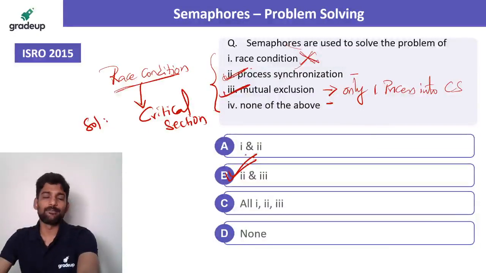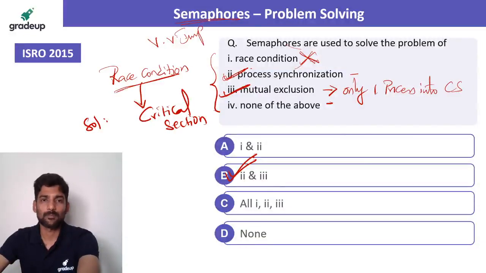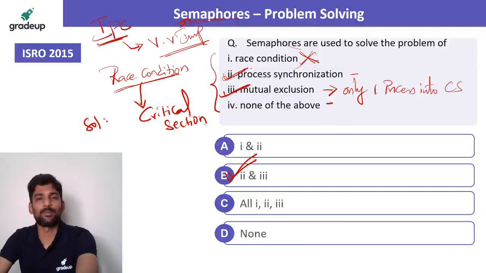So these are the different problems that we have got from semaphores, guys. Okay, so keep practicing these semaphores. These are very important. Semaphores is a very important concept. And IPC, inter-process communication, means that critical section problem is also very important. So keep practicing these IPC problems and semaphores problems, guys.